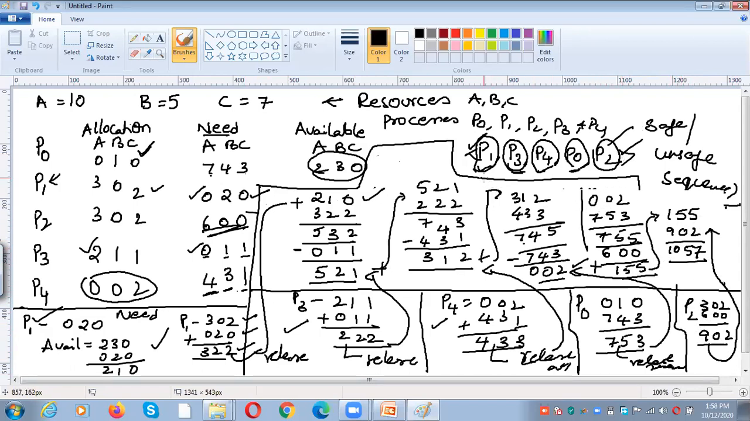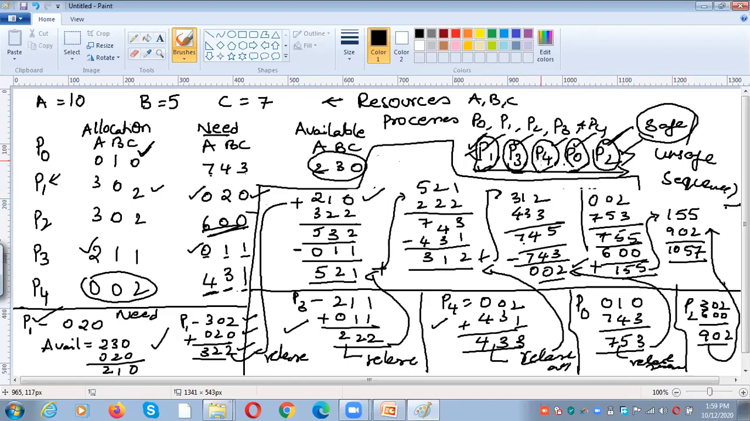That means if we are assigning resources to the processes in this order, P1, P3, P4, P0, and then P2, then all the processes are able to complete their job with the help of resources. So it is a safe state.